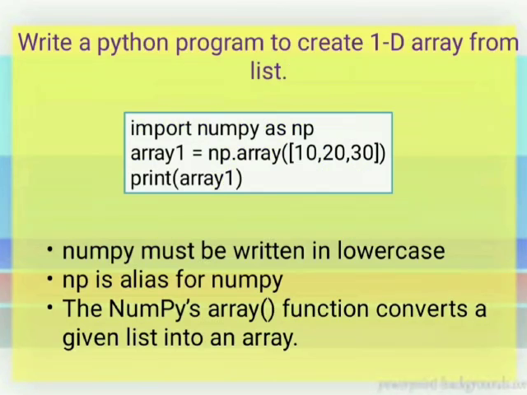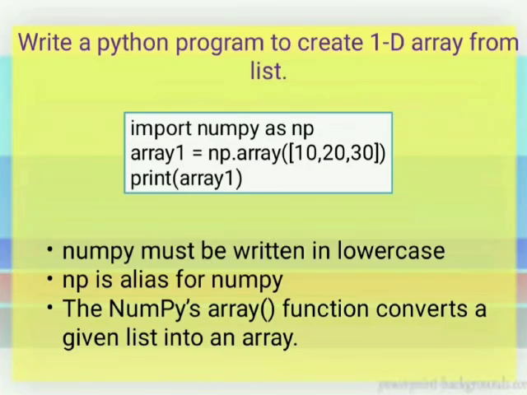Here is a simple program. Write a Python program to create 1D array from list. Now what are the statements which we have to write? The first statement is always the import statement. Import numpy as np. Numpy is written in lowercase, as we know, Python is case sensitive. What is np? np is acting as the alias. So in further programming, instead of writing complete numpy, we will use only np.